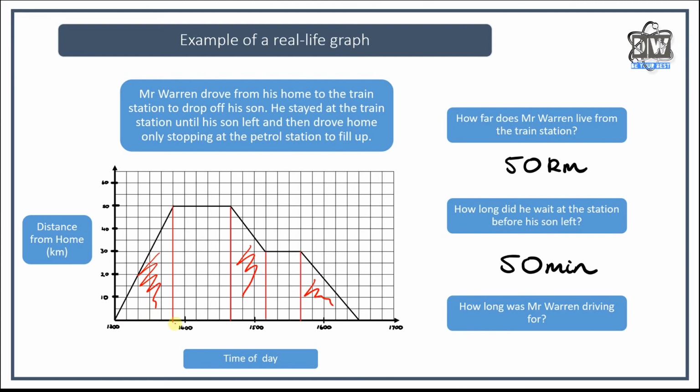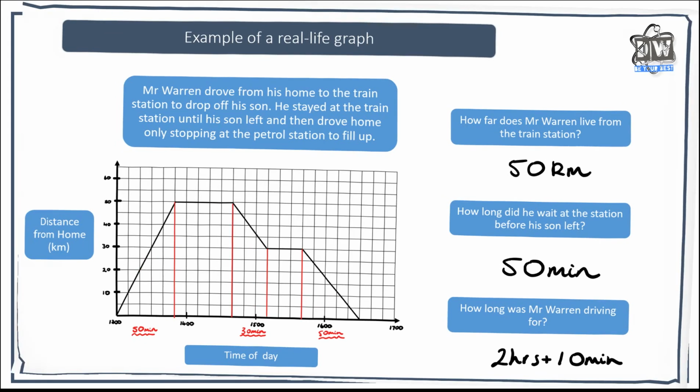So the first section is worth 50 minutes. The second section is worth 30 minutes, and the last section is also worth 50 minutes. And if I add all of those up, I end up with 2 hours and 10 minutes. So we can see there how this all works. Definitely use a ruler where appropriate, please.